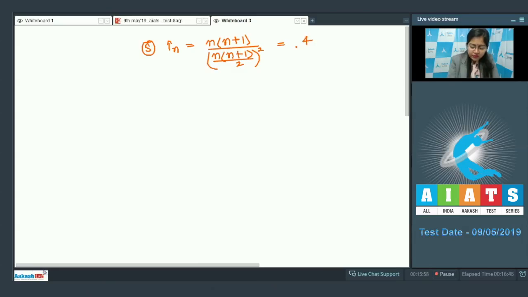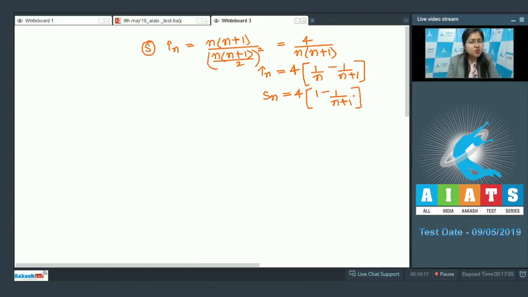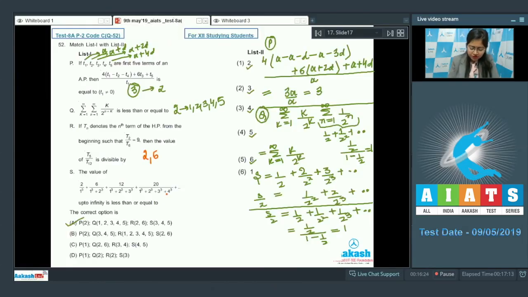So solving this, we will get 4 divided by n into n plus 1, which further can be equal to 4 times (1 by n minus 1 upon n plus 1). So this is the nth term. So the sum of n terms will be equal to 4 multiplied with (1 minus 1 upon n plus 1), because all the rest of the terms will get cancelled. So when n tends to infinity, its sum will be equal to 4, which means that it is less than or equal to 4, 5, 6. That is the correct answer is 3, 4 and 5. So we can say that option number A is the correct answer.